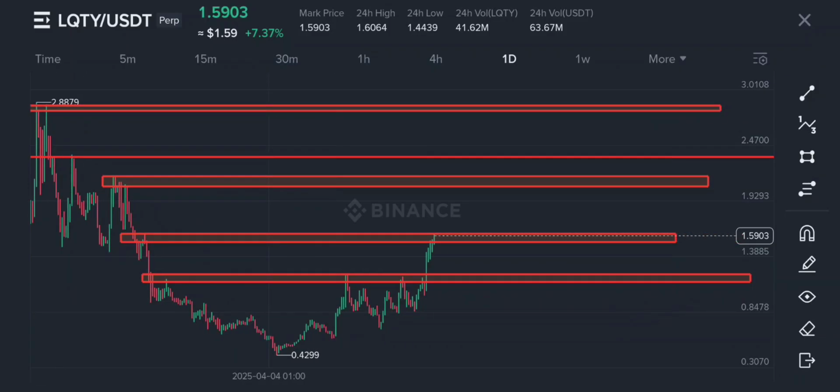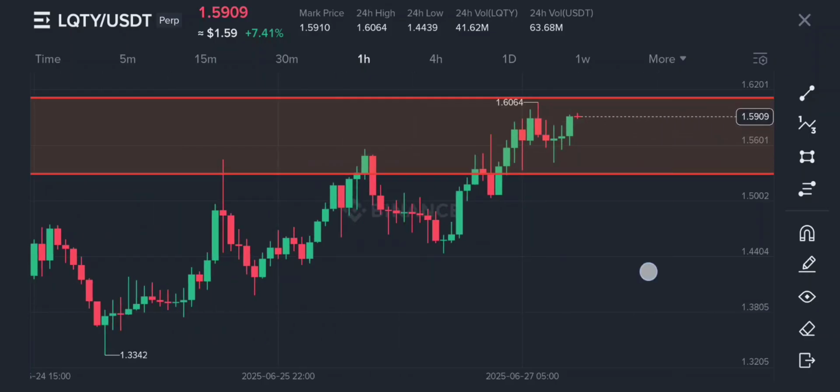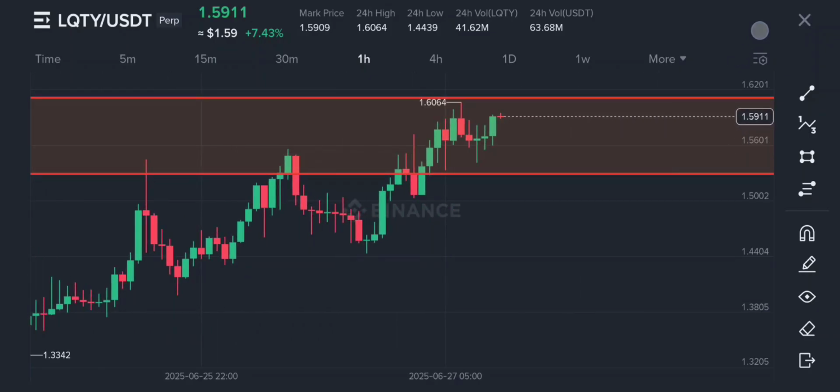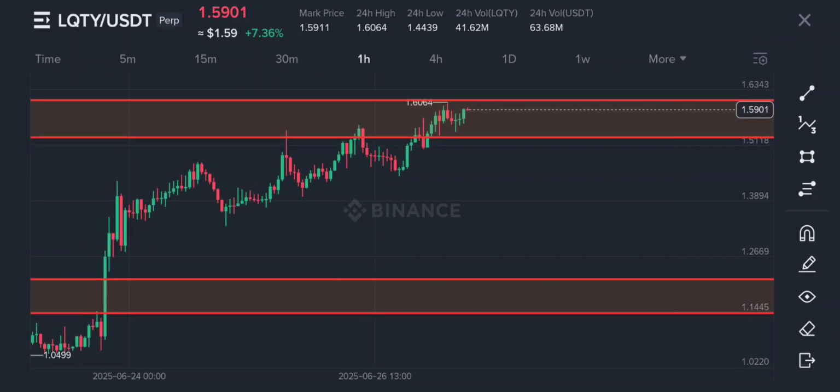Now that I've marked out my areas of interest, what should I look at? I'll go to the 1 hour time frame. On the 1 hour time frame, I am going to be looking at reversal candles. So what are the reversal candles or special candles that you have? Maybe I will look for a pin bar in this zone, in this area of interest that I have marked out.